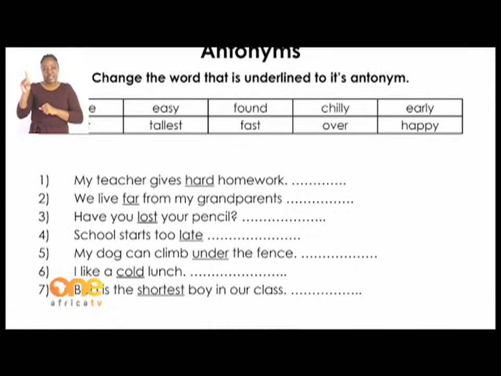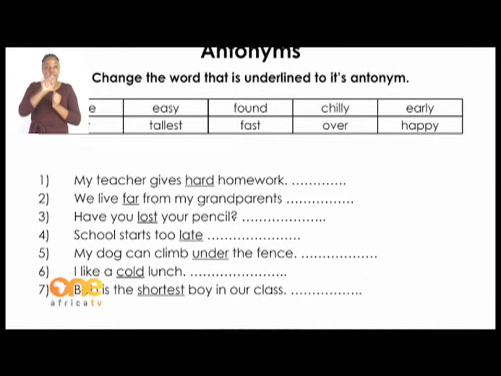Let's take a look at our table. We have so many words there, but I think the answer is easy. So the opposite of hard is easy. So you can please write the word easy in the space provided. I would like you to also cross out that word easy so that you don't use it again.